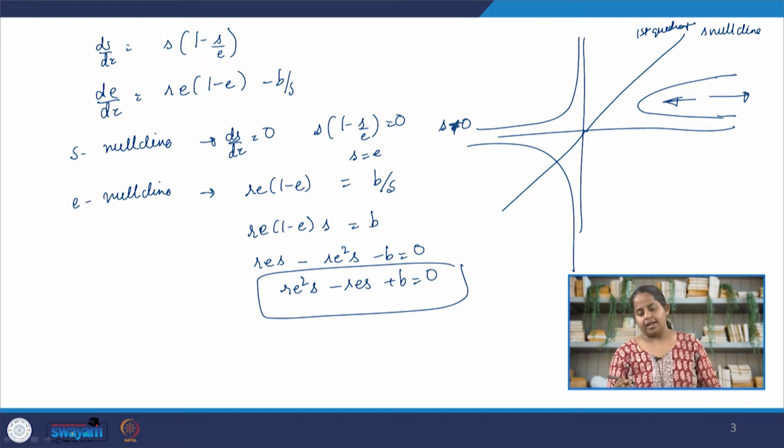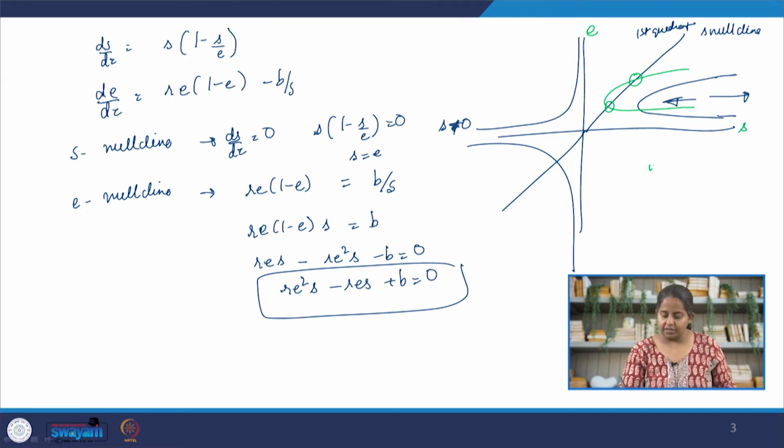So we notice that as B changes, it will either be this situation or a situation where this curve will intersect this line in two places. So depending upon the B value, when we are talking about only the first quadrant for S and E to be both positive, we'll either have two fixed points or we'll have no fixed points. Now since as the value of B changes, the number of fixed points is changing, this is an example of saddle node bifurcation.